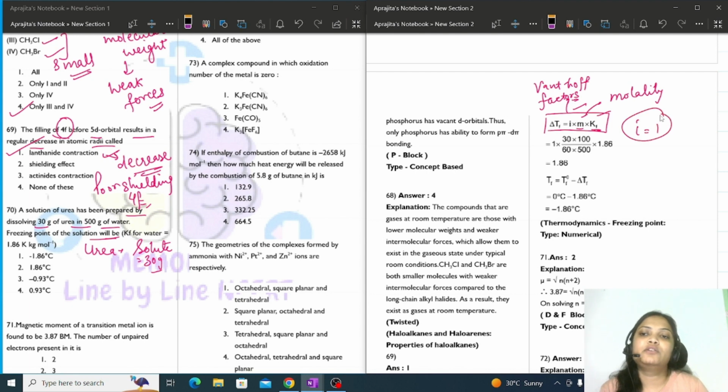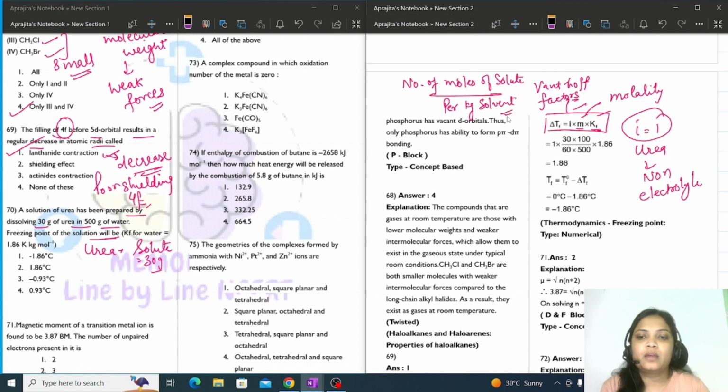Since urea is a non-electrolyte, it does not produce any ions, so the value of i would be 1. Now molality, you all know, is the number of moles of solute present per kg of the solvent, that is the mass of solvent in kilograms. So the number of moles will be 30 upon 60, and the mass of solvent is 500 grams, which we divide by 1000 to convert to kilograms.